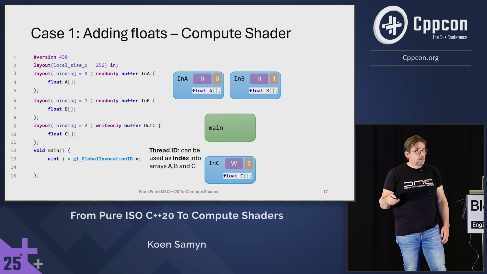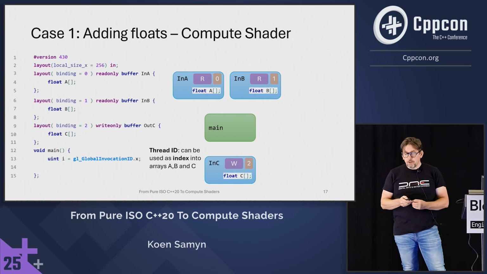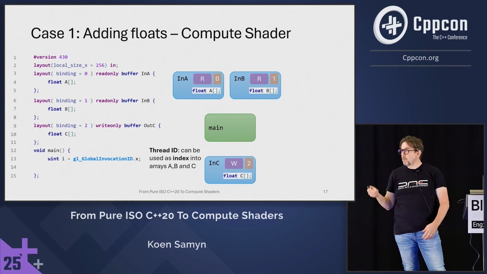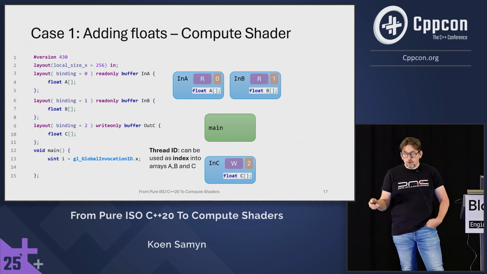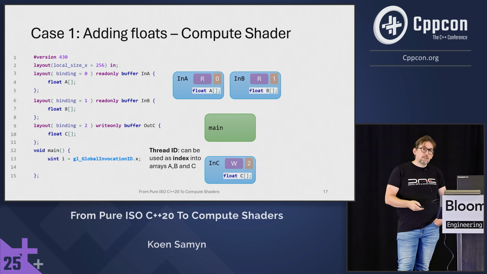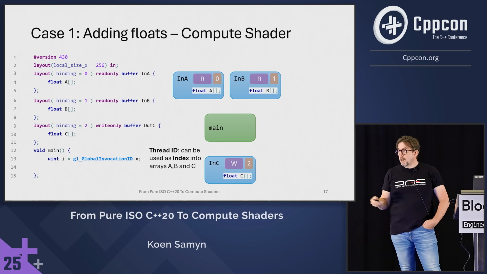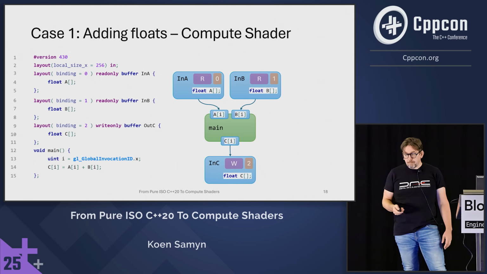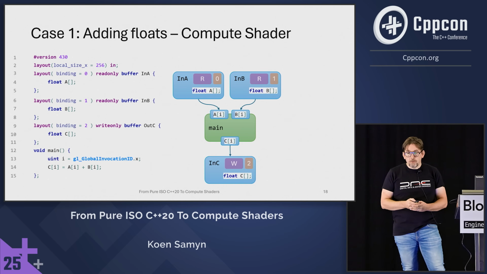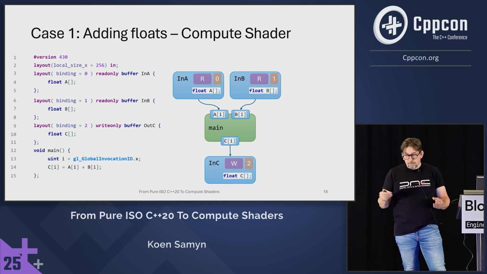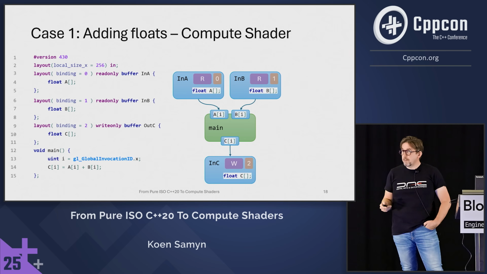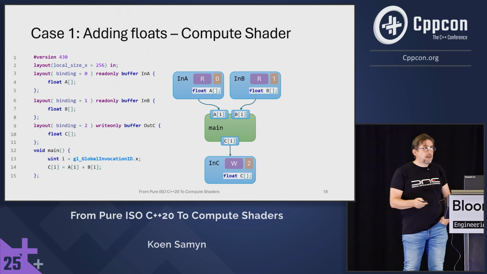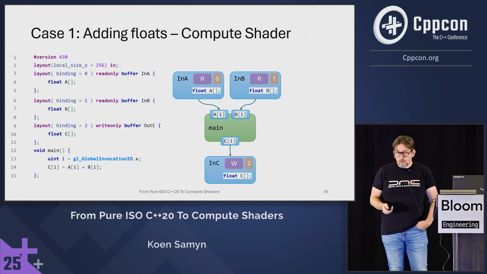I talked about tasks and work groups. You get the ID that you need to calculate from the global invocation ID. This is a 3-dimensional vector, and you get the X value out of that, and that gives you an index into your arrays. And then it's just a matter of calculating the result. Okay, more or less the simplest example, the hello world of compute shaders that I could find.